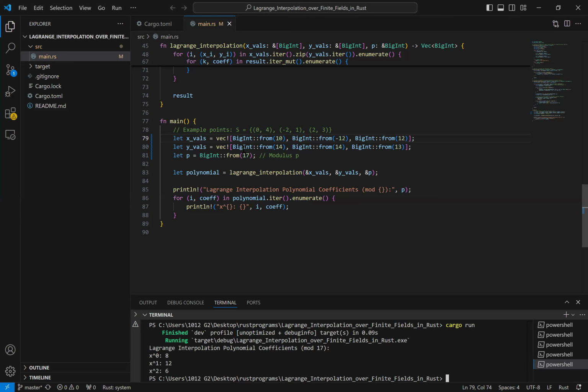Now, I had asked it to give me the polynomial for these points. The point x is 10, y is 14, x is 12, y is 13. Then when I ask it to give me the polynomial, it tells me it is 6x squared plus 12x, then plus 8, that is 8 times 1. So that's a constant term.